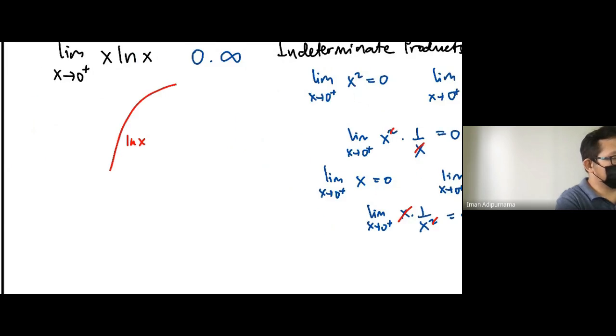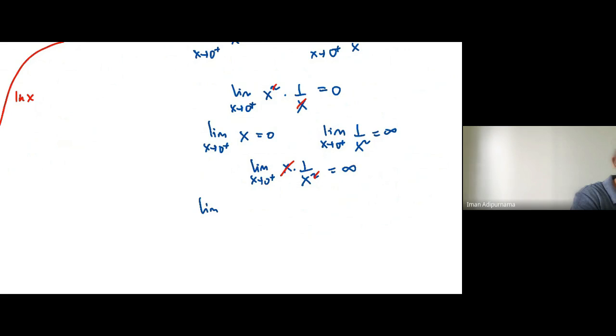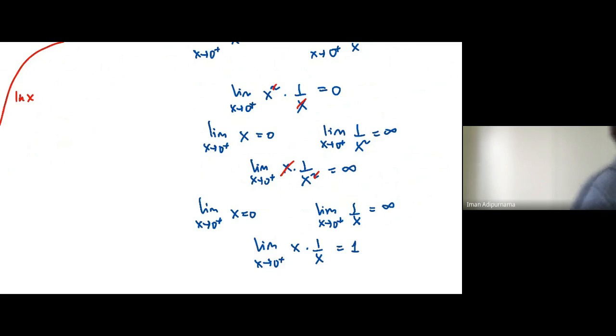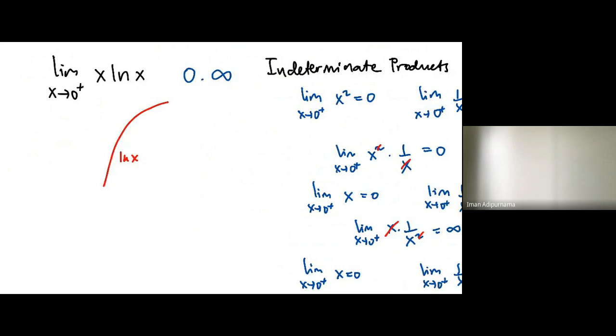Another case that might happen is if the limit is just 1 over x. This is infinite, but when you multiply, this is just 1, just a finite result. So from this product, 0 times infinity, what might happen is you can get 0, you can get infinity, you can get 1. It depends on the functions and the case conditions, right?